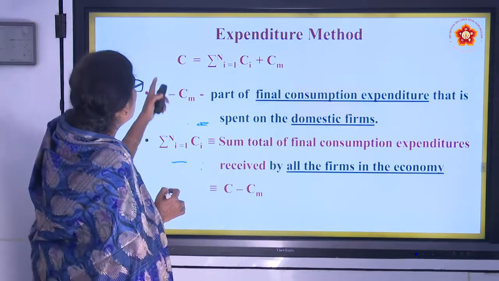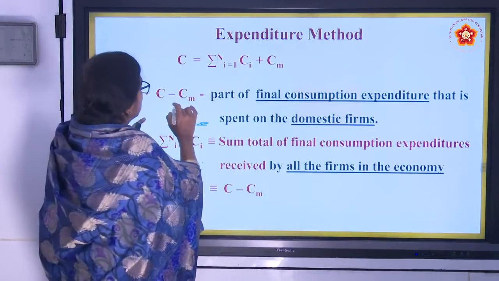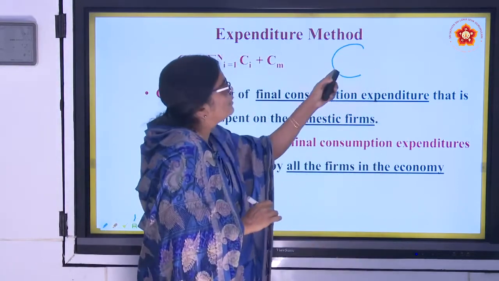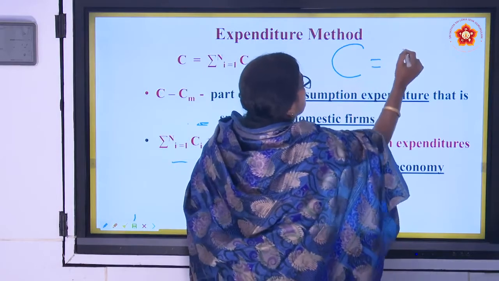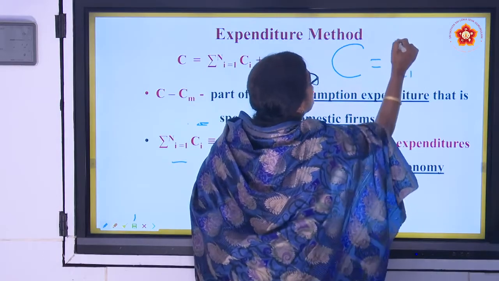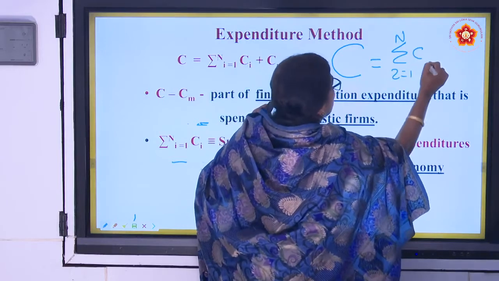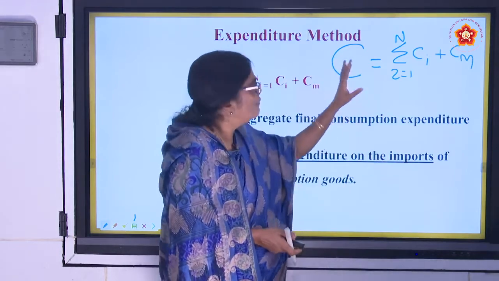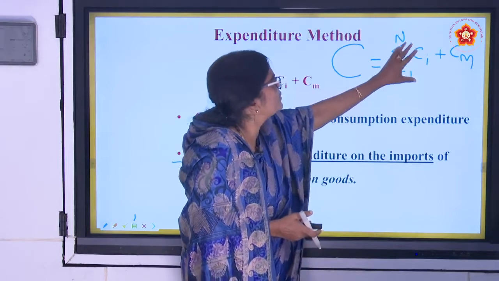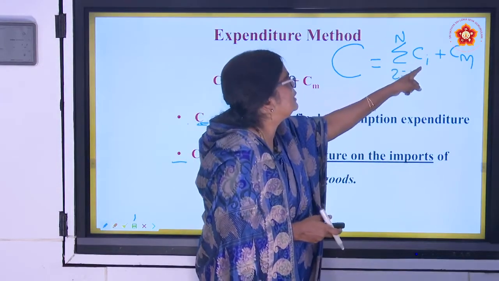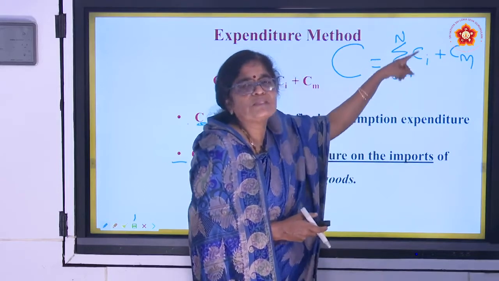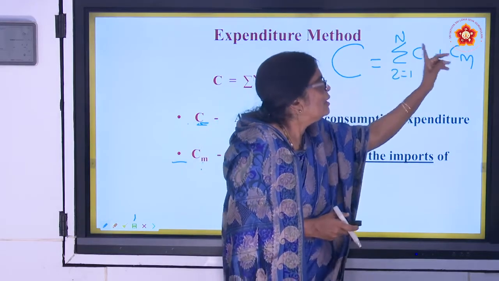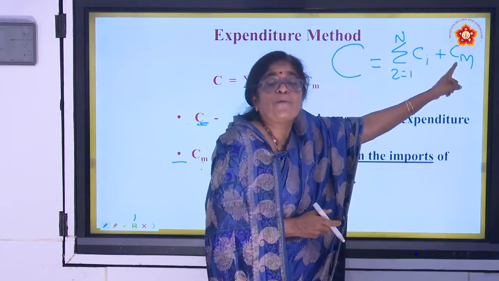If we say total aggregate final consumption expenditure C, what is this C? It is the summation of i equal to 1 to n of Ci, plus CM. Why? Two types of consumption expenditure can take place. One is the consumption expenditure of the domestic firms. How many domestic firms? N firms are there. All the domestic firms' consumption expenditure, plus the expenditure incurred to import foreign goods.